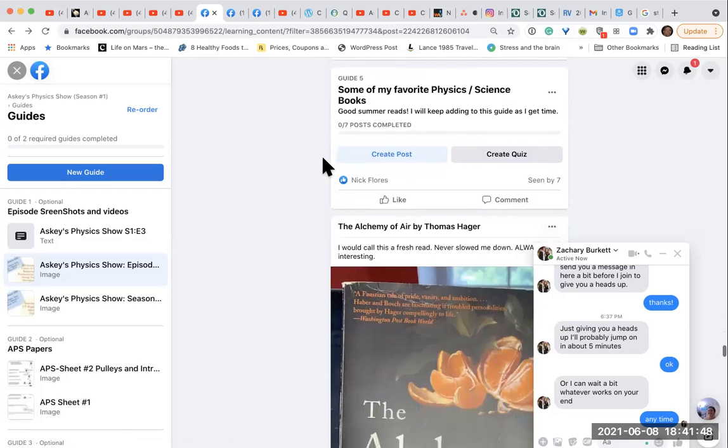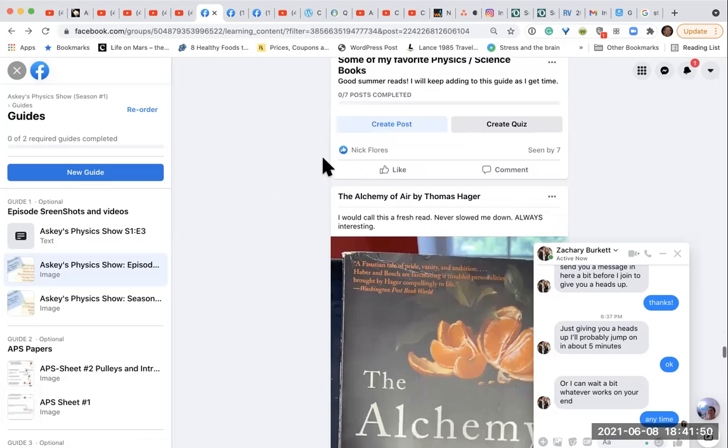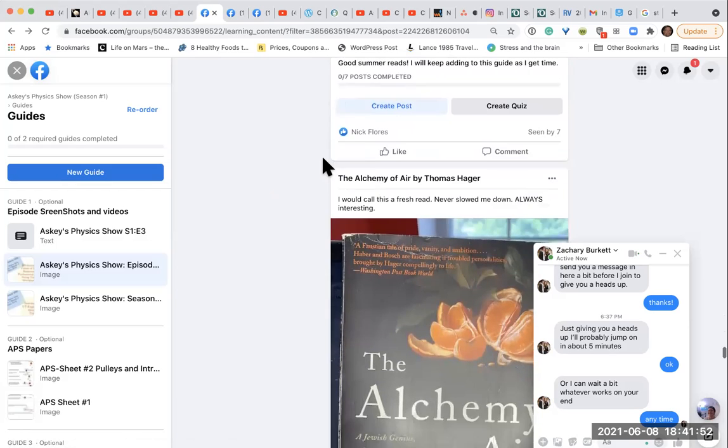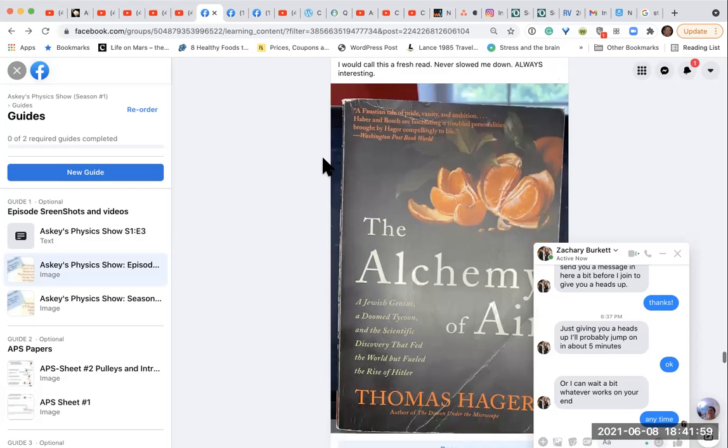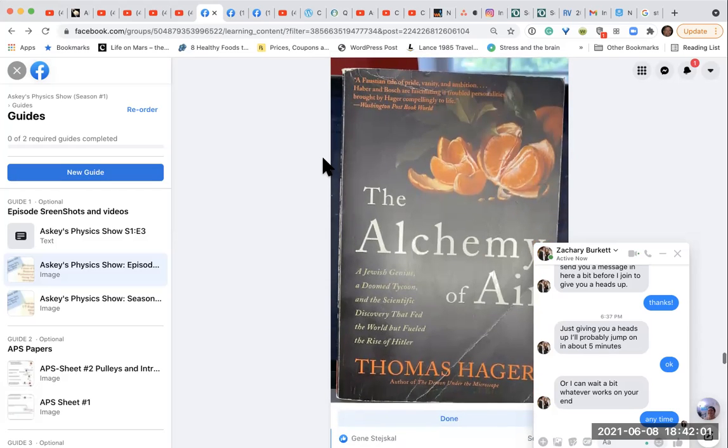And then the last one, guide 5, is books. Good summer reads, books that I've read and liked, not necessarily always physics. Sometimes it's just basic science.